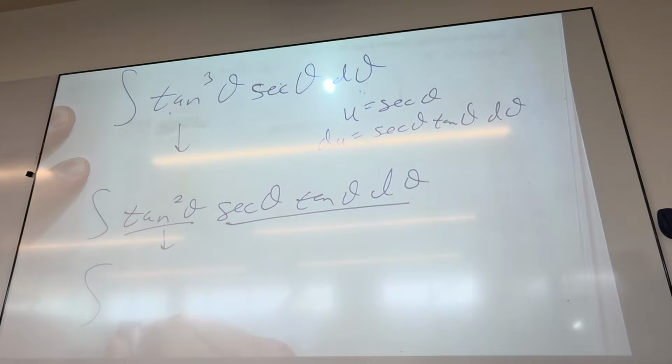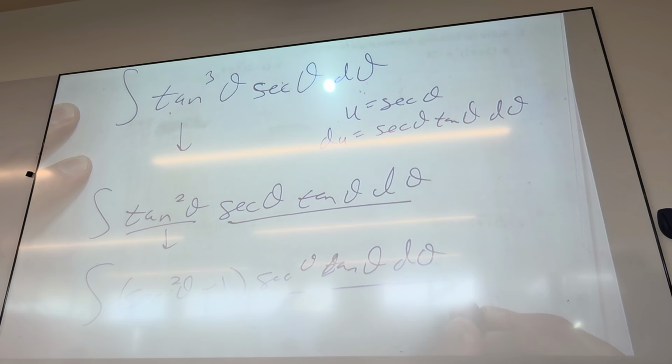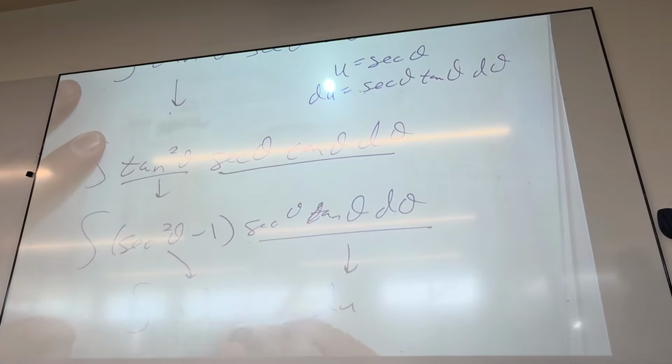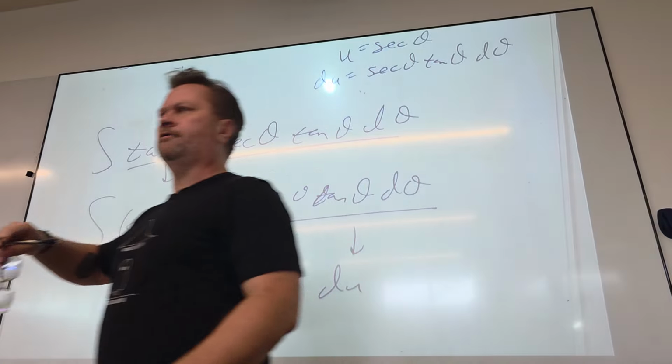This is secant squared minus 1. This is du. This is u. And now it's easy, right? Now it's polynomial in u.